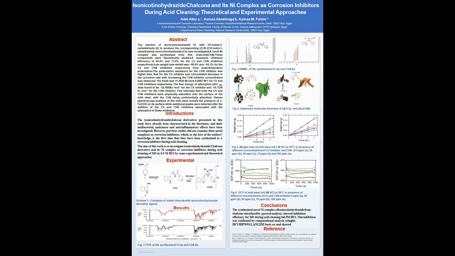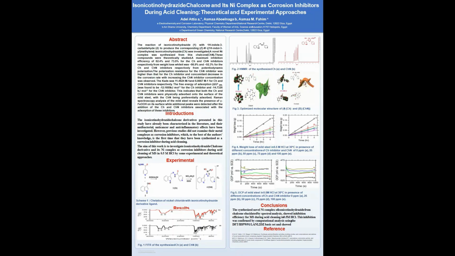The introduction. The isonicotinic hydrazide chalcone derivatives presented in this study have already been characterized in the literature, and their antibacterial, anti-cancer and anti-inflammatory effects have been investigated. However, previous studies did not examine their metal complexes as corrosion inhibitors, which, to the best of the authors' knowledge, is the first time that they have been synthesized as a corrosion inhibitor during acid cleaning.